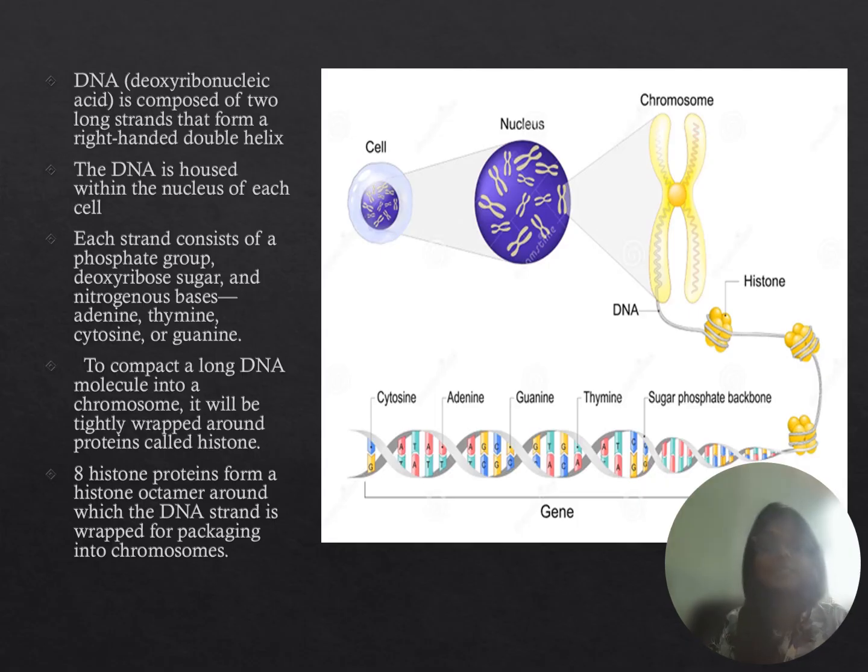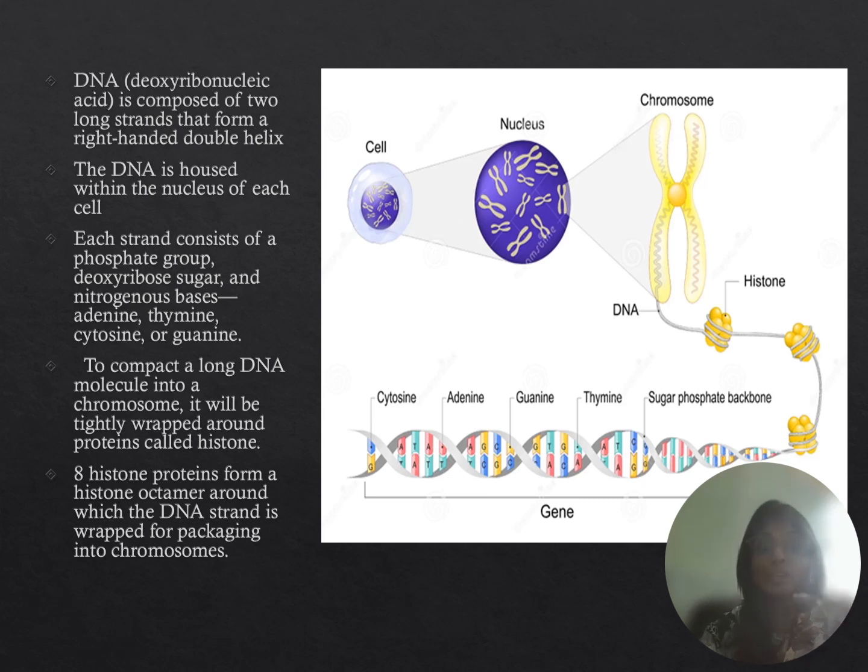To start off, DNA, or deoxyribonucleic acid, is the hereditary material in living organisms, and it's composed of two long strands that form a right-handed double helix. The DNA is housed within the nucleus of each cell. It's easy to visualize the DNA double helix as a ladder where the two side rails are made up of alternating sugar, deoxyribose, and phosphate groups, forming the sugar-phosphate backbone.